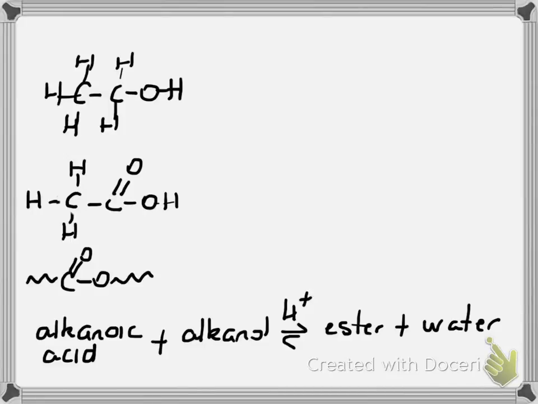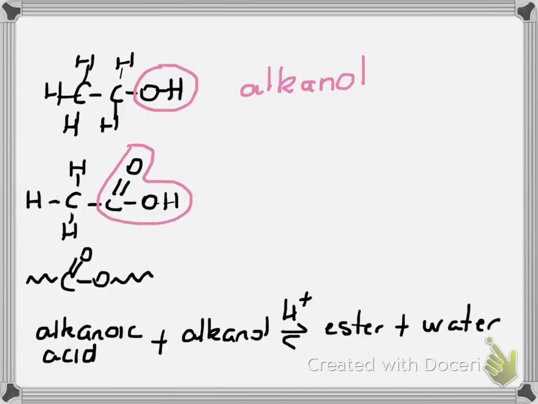The purpose of this production is to revise esterification. And to start with, we need to be able to identify the main functional groups. For example, the first one, the functional group or special part of the molecule, makes that an alkanol. This functional group or special part of the molecule makes it an alkanoic acid.